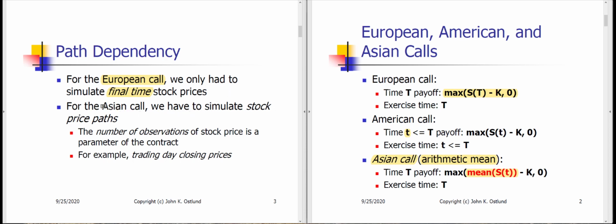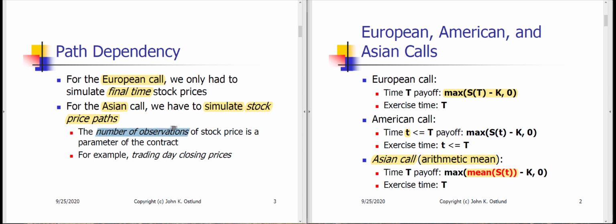Now, for Asian calls, we're more or less doing the same thing. We're drawing random values from a standard normal distribution, but now we have to simulate entire paths of stock prices, not just final time stock prices. And what this means is that it's going to take significantly more resources, significantly more draws from the standard normal distribution in order to get simulation done for an Asian option.